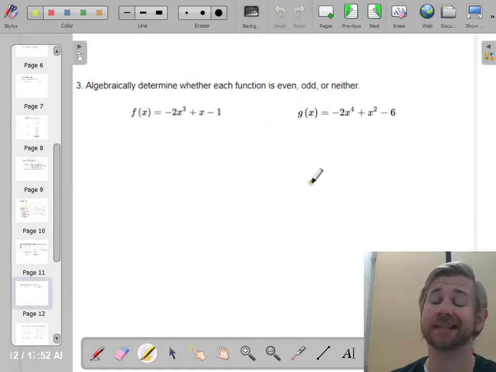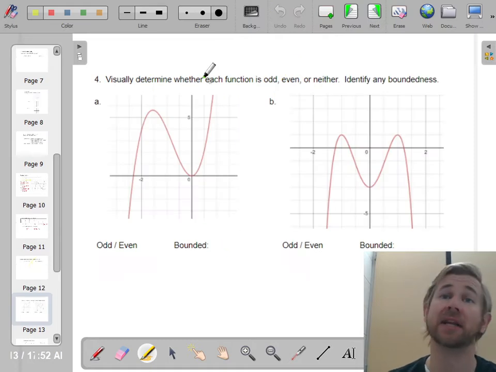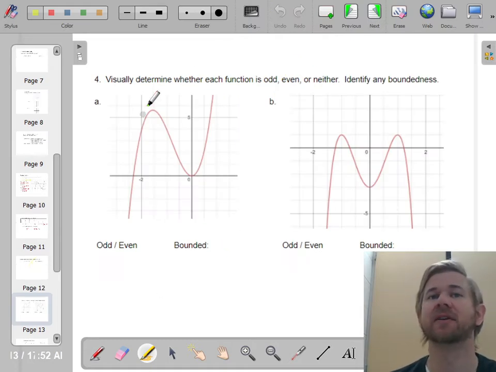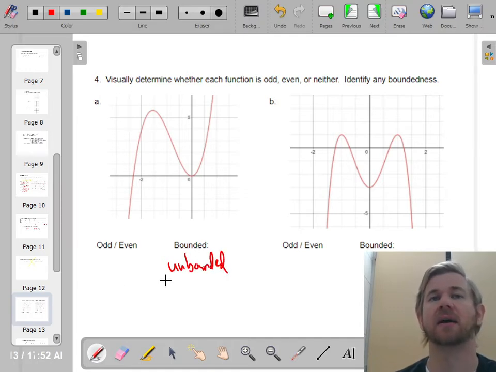Odd even functions didn't make the cut in 2020. Sorry, odd even functions. We didn't do odd even, but we can talk about boundedness. So this is what I said before. This thing goes up and down forever, which means this is not bounded. So let's say unbounded. That's probably the best word. Unbounded. It goes up and down forever.